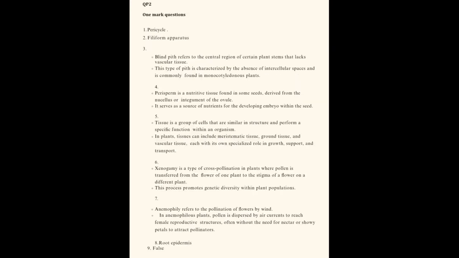QP2. 1 mark questions. 1. Pericycle. 2. Filiform apparatus. 3. Blind pith refers to the central region of certain plant stems that lacks vascular tissue. This type of pith is characterized by the absence of intercellular spaces and is commonly found in monocotyledonous plants.